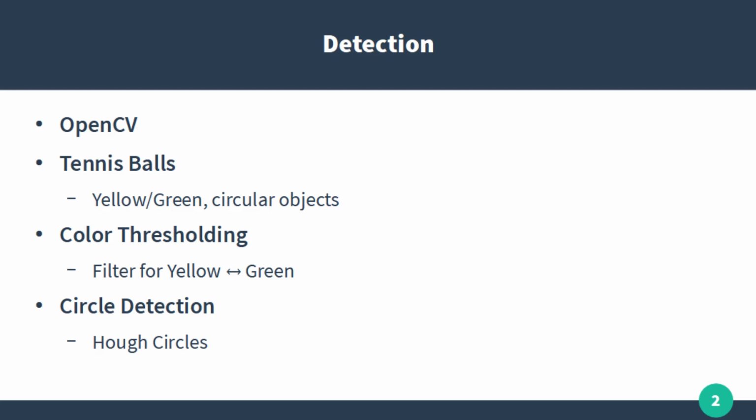I implemented the detection in Python using the OpenCV Computer Vision library. My approach for the project was to detect the defining characteristics of a tennis ball, namely the color and the shape. Tennis balls are normally yellow or green in color, and when you project them to a 2D plane, they're circular in shape. As a result, the program checks for these characteristics.